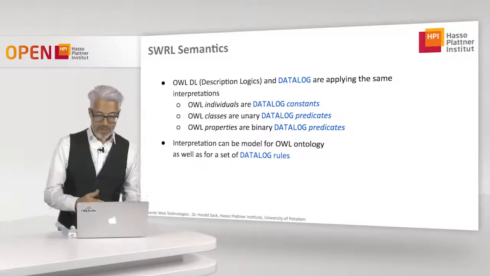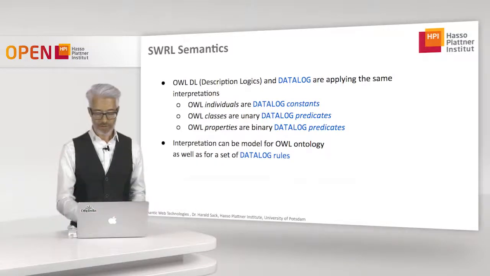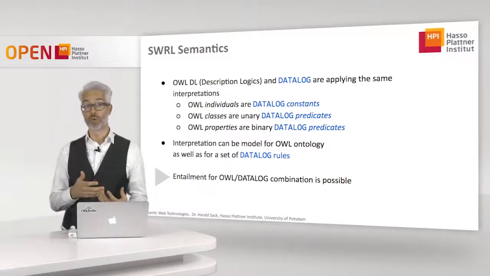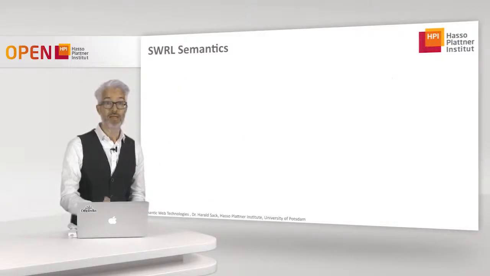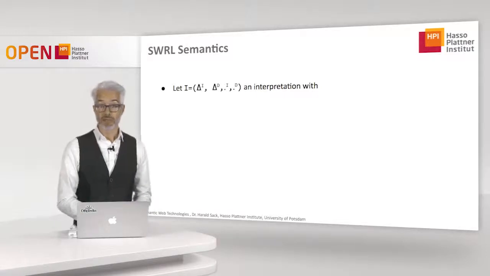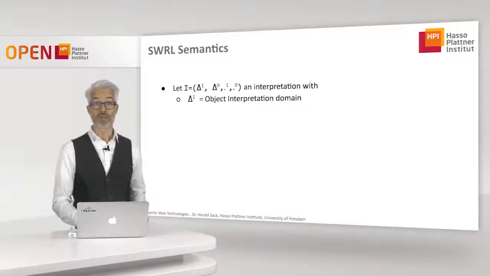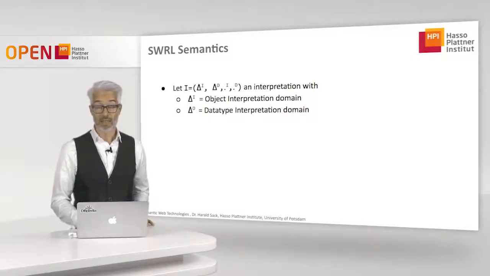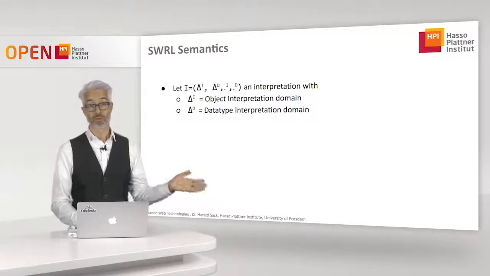And then the interpretation can be a model for an OWL ontology as well as for a set of Datalog rules, which means entailment for this combination of OWL and Datalog might be possible. Okay, so let's define an interpretation for that. In an interpretation for SWRL, we need the following components. First we have delta I, which is the object interpretation domain. Then we also have a data type interpretation domain. So we separate object from data type: object properties, data type properties.